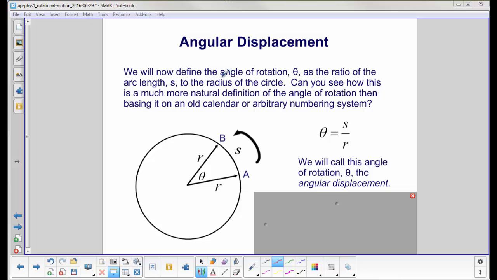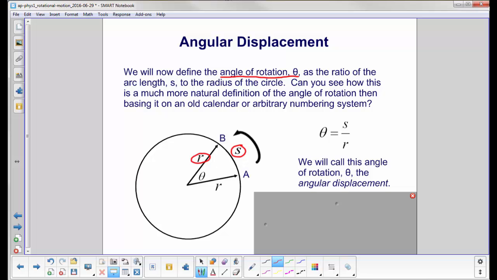We will now define the angle of rotation theta. Again, the circle rotated and somebody moved from point A to B. The circle rotated an angle theta. And we're going to define that as the ratio of the arc length, which is S, to the radius.